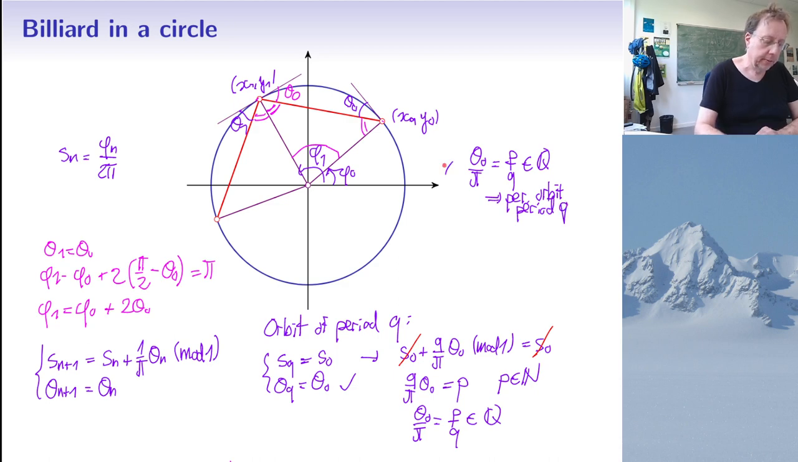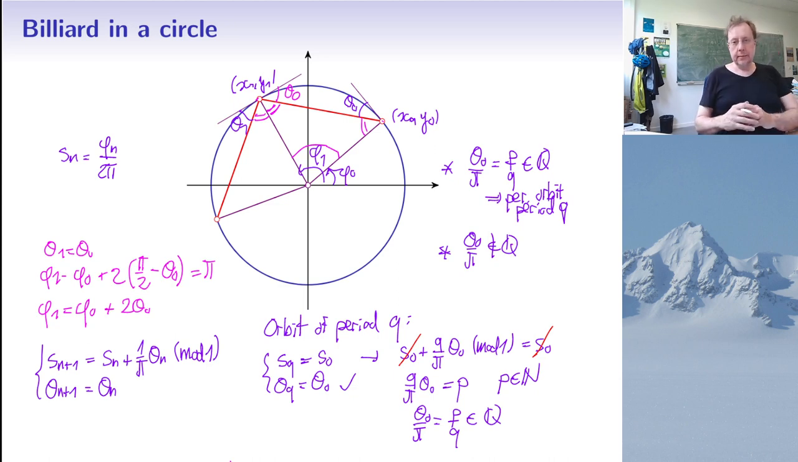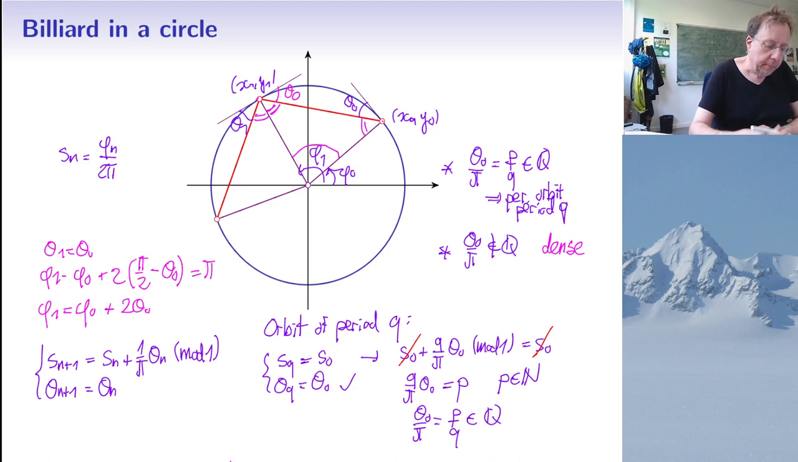Or, second case, theta naught over pi is irrational. And what happens then? Well, one could expect maybe that in that case the values of s just take all possible values between 0 and 1. That's not quite the case, but we have the next best thing. We have that the orbit, the set of values of s, is dense in the circle. And this means that actually I can get as close as I want to any point on the circle. So in mathematical notation, I have that for all s in 0, 1, for all epsilon positive, there exists an n, an iterate n, such that sn minus s will be smaller than epsilon.